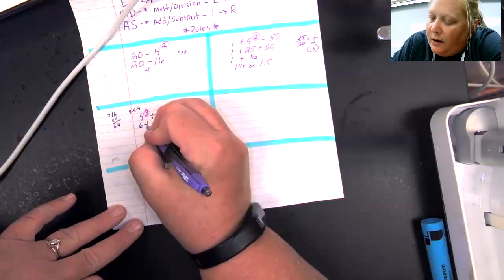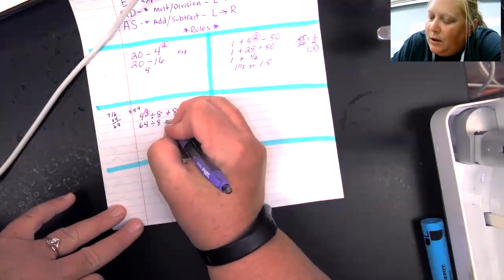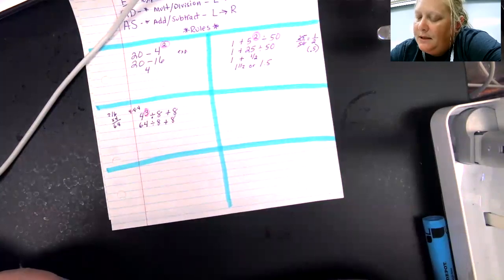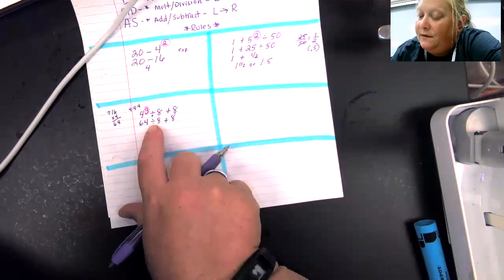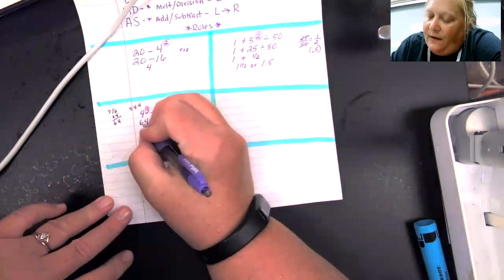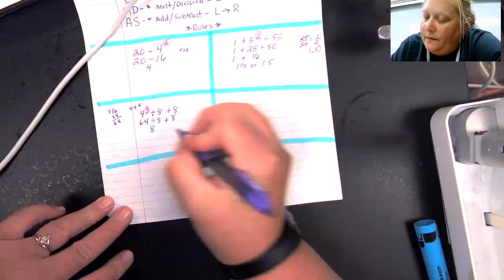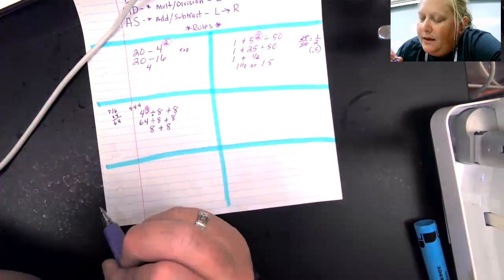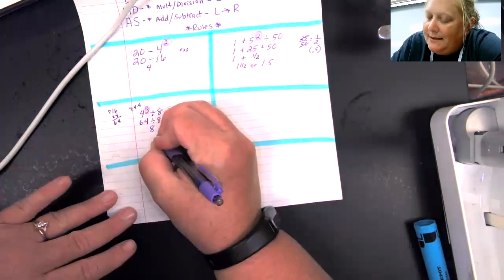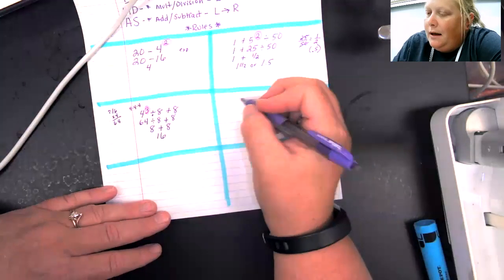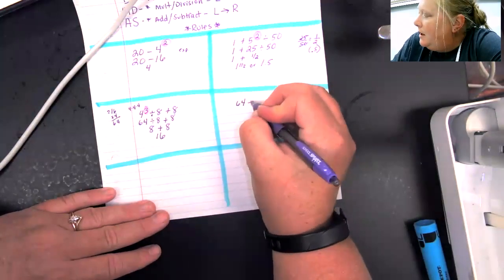So 64 divided by 8 plus 8. Excellent. All right, so next, multiplication, division, whichever comes first, left to right. Well, division is next. So what is 64 divided by 8? Well, that's 8 plus 8. Notice how it's kind of coming down like a tree. And then what is 8 plus 8? Well, that's easy. That's 16. Super easy.